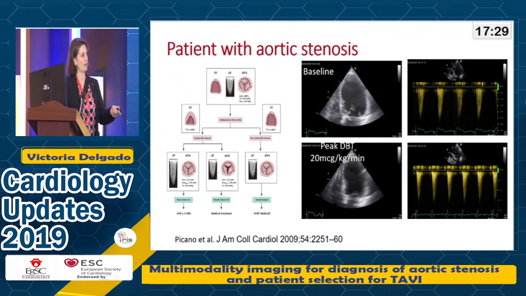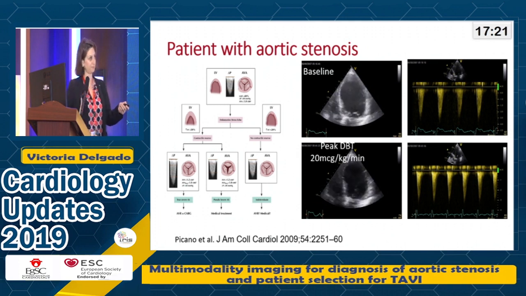And here we have our patient. And we can see that at peak doses of dobutamine, which is maximum 20 micrograms, the flow can increase. We increase the gradient, and the aortic valve area remains below 1. In that case, we will say that it's true severe aortic stenosis.